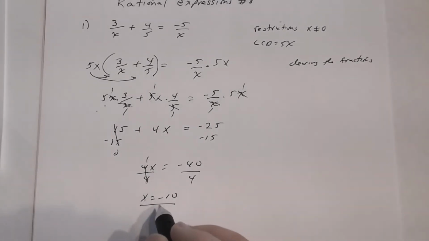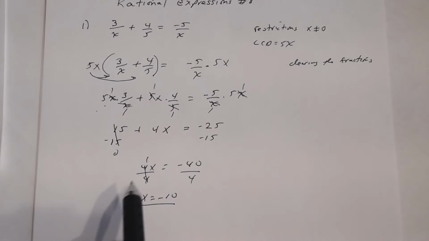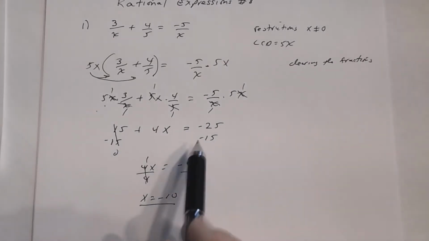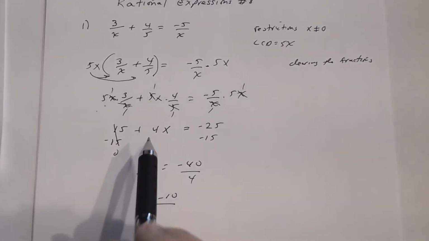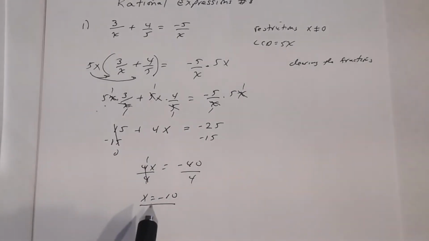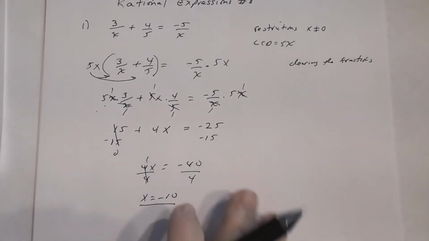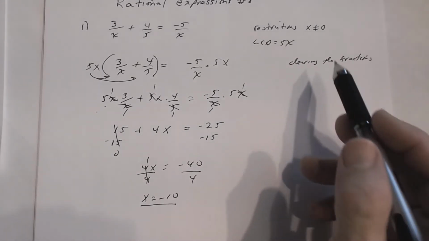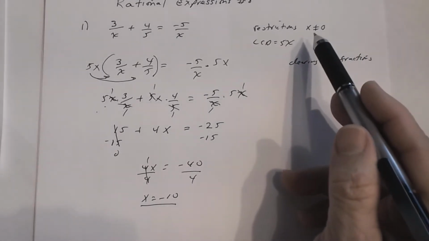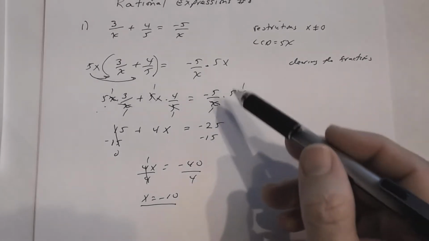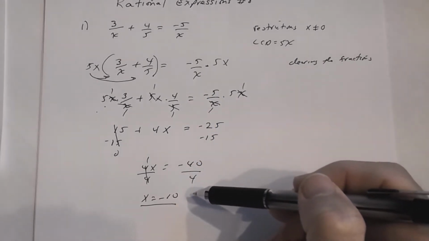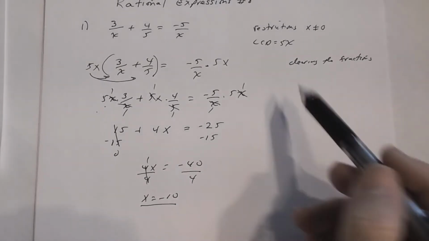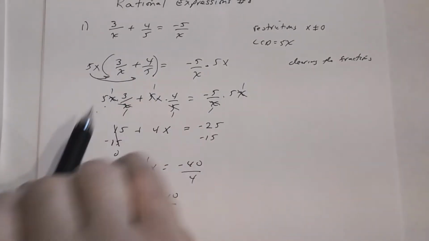Okay, now remember though, my original equation was not linear. Now negative 10 is a solution to this equation. Okay, but I have to verify that negative 10 is not a restriction. All right, so is negative 10 my restriction? No. So what that means is if I did all this work correct, I made no errors, then negative 10 will be a solution to the original.